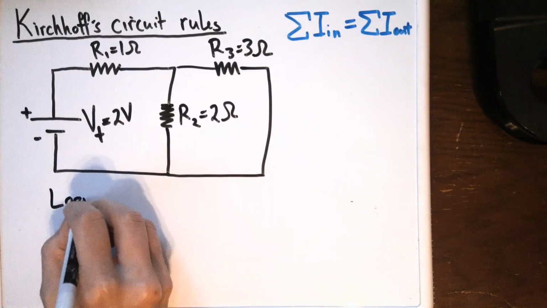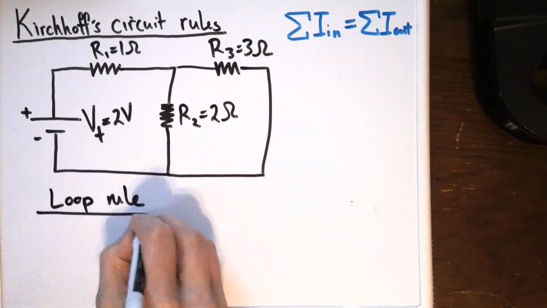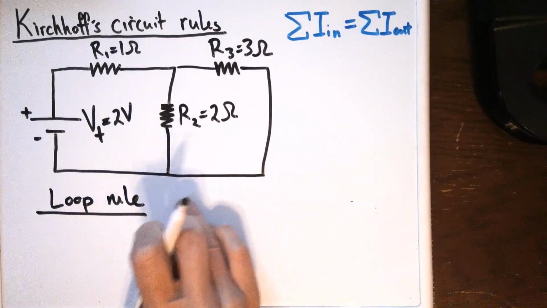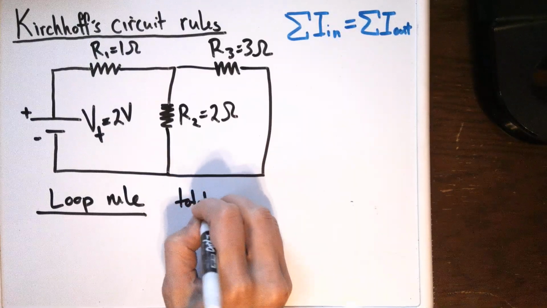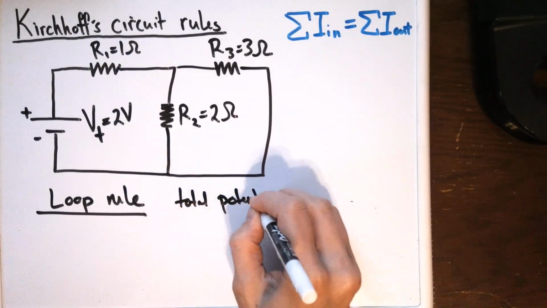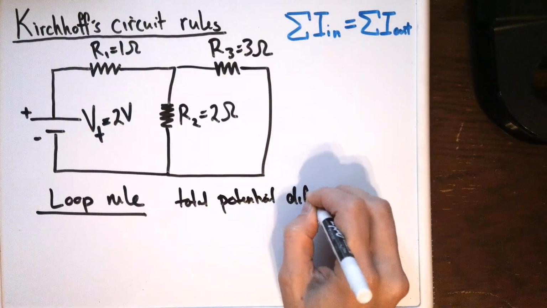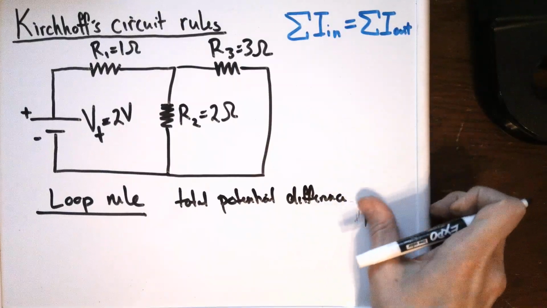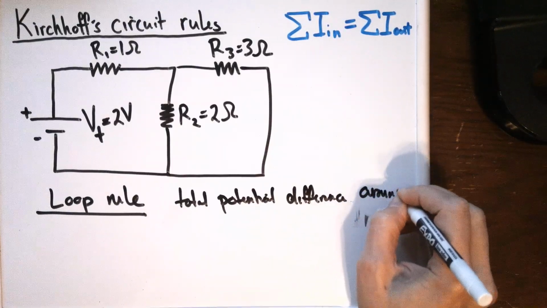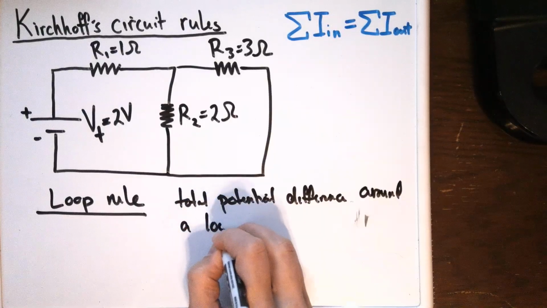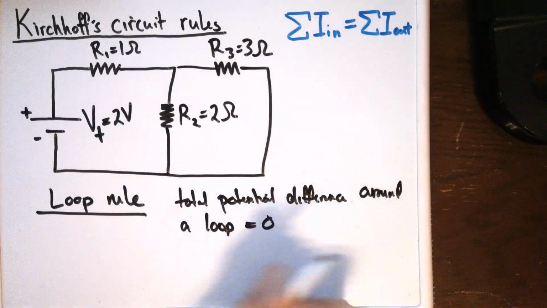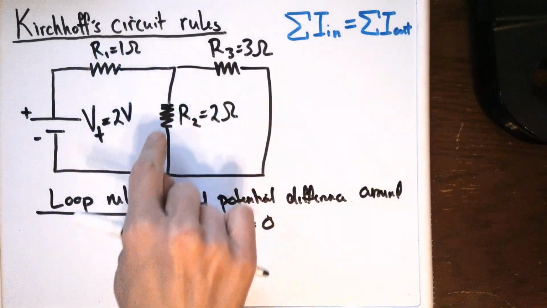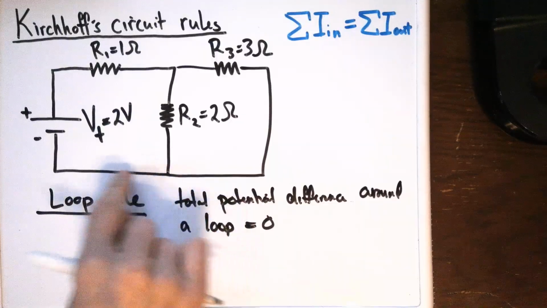Next rule is the loop rule. And the loop rule says the total potential difference as you go around a loop has to add up to 0. So basically, if you walk around a loop, which is any path that you travel around the wires in a circuit and across the elements and end up in the same place.